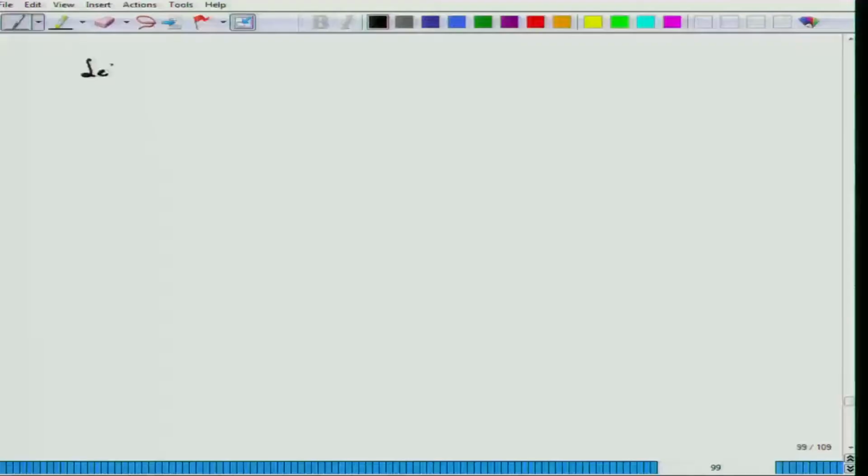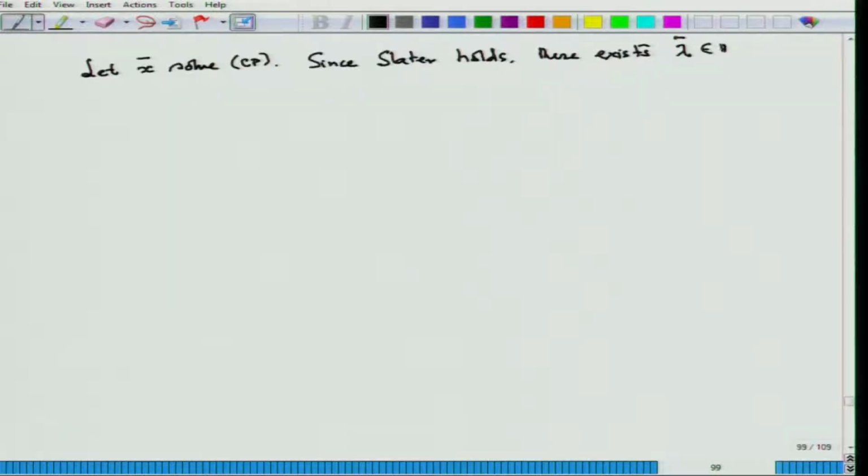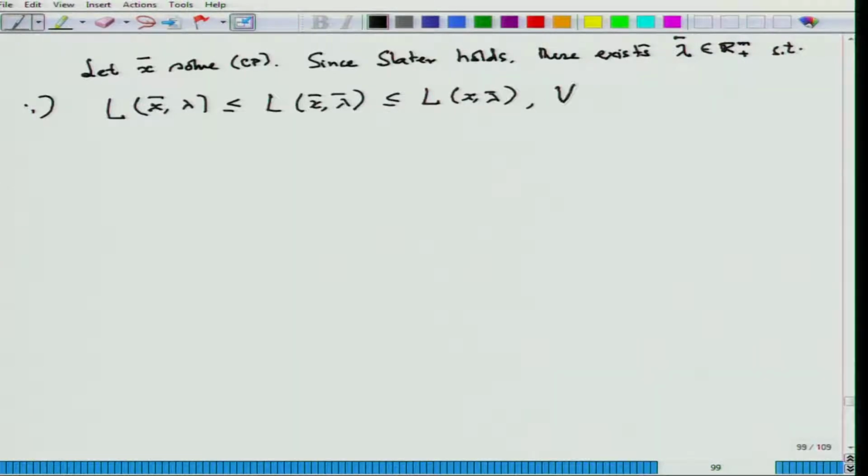Now let x star solve CP. Since Slater holds, there exists a lambda bar, an element of R^m_+, such that L(x star, lambda) is less than or equal to L(x star, lambda bar), which is less than or equal to L(x, lambda bar). This is one condition that holds true for every x in R^n and lambda in R^m_+.